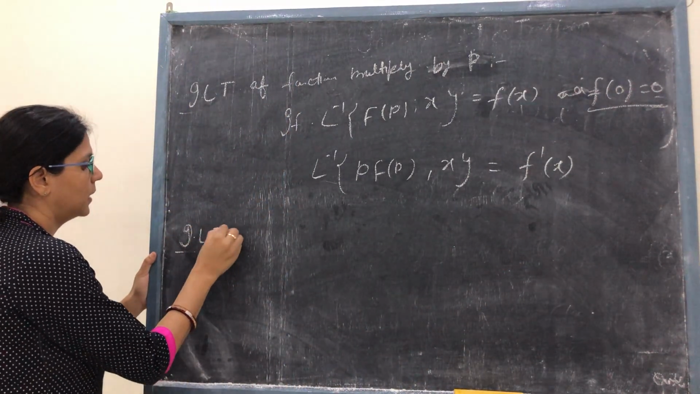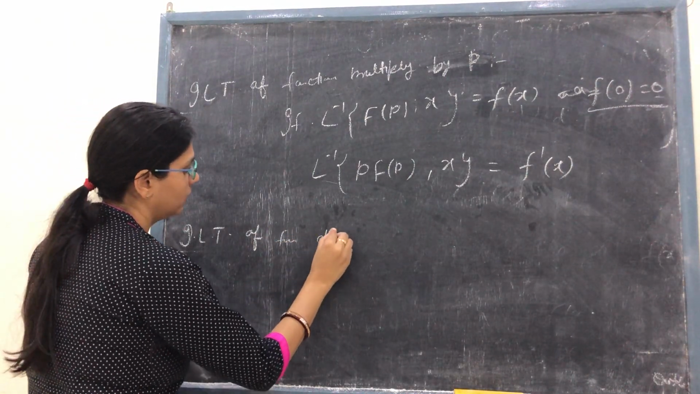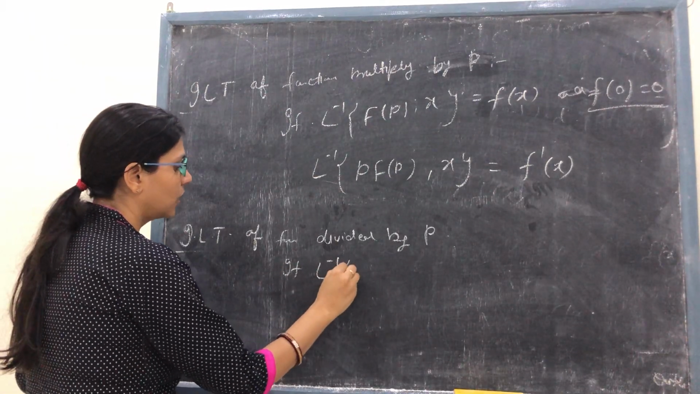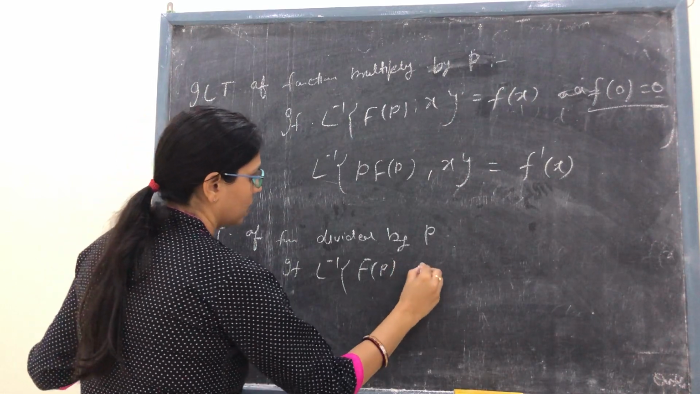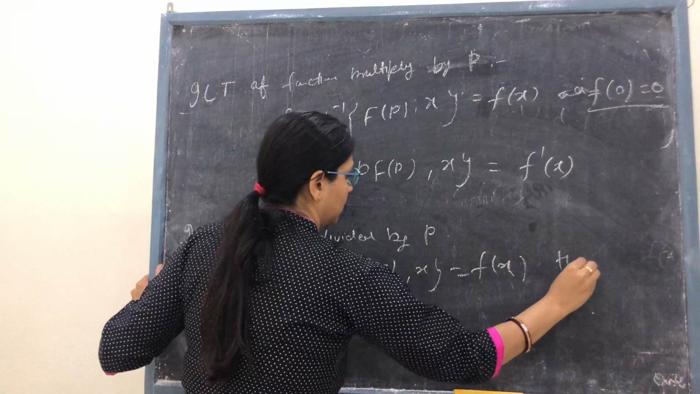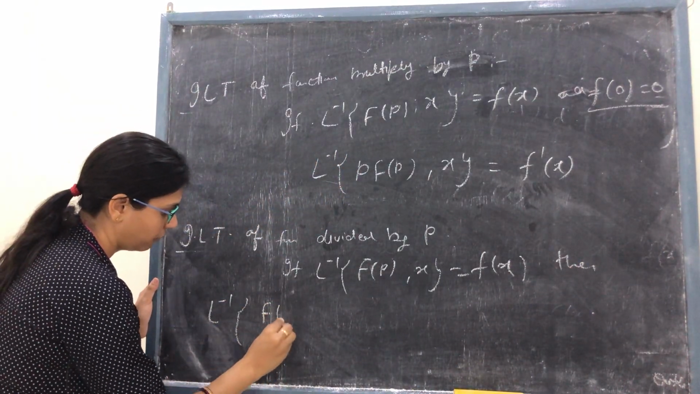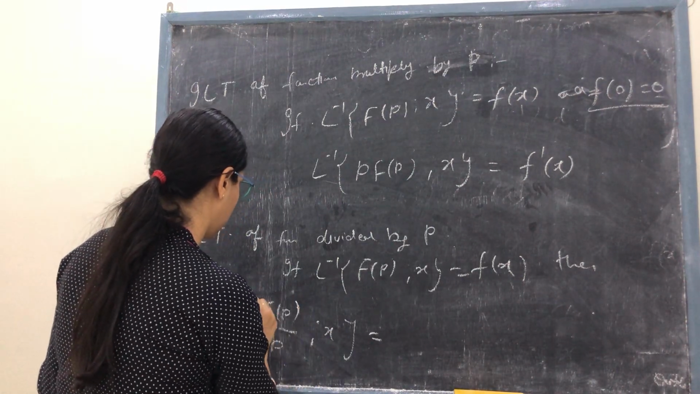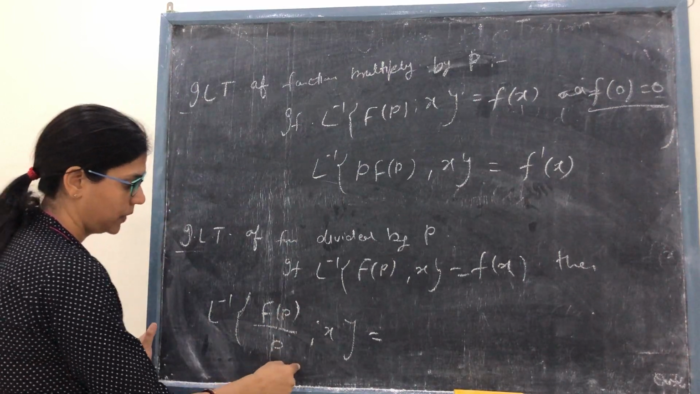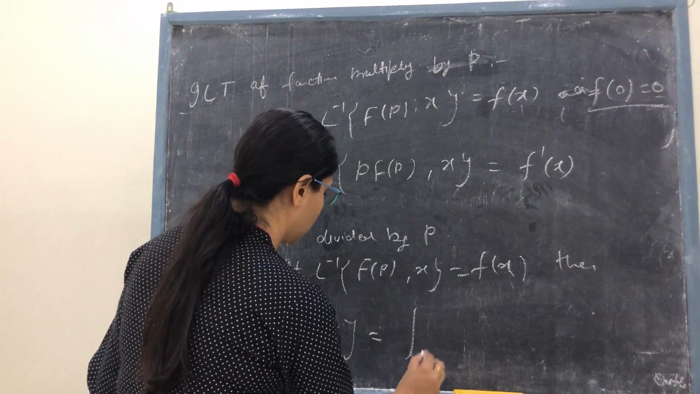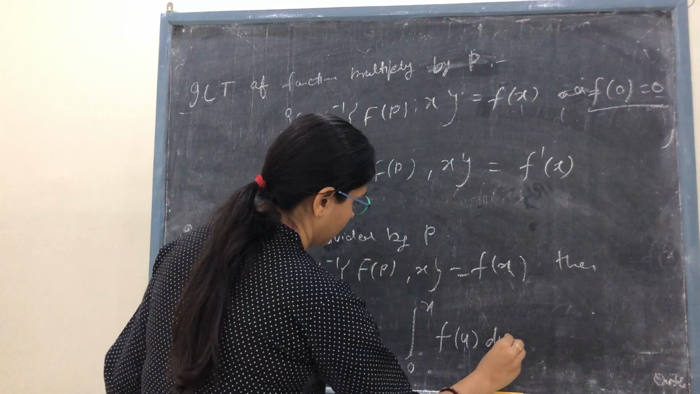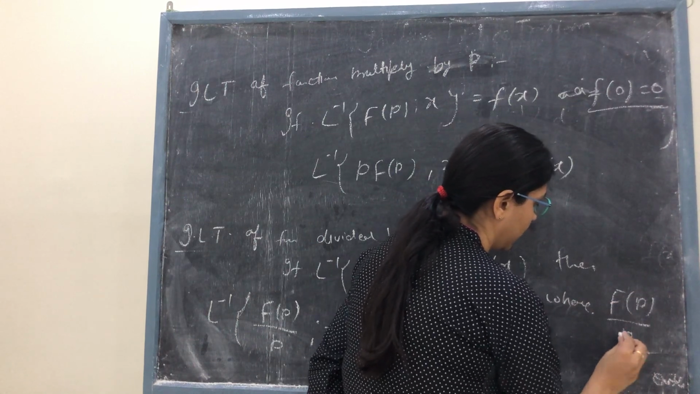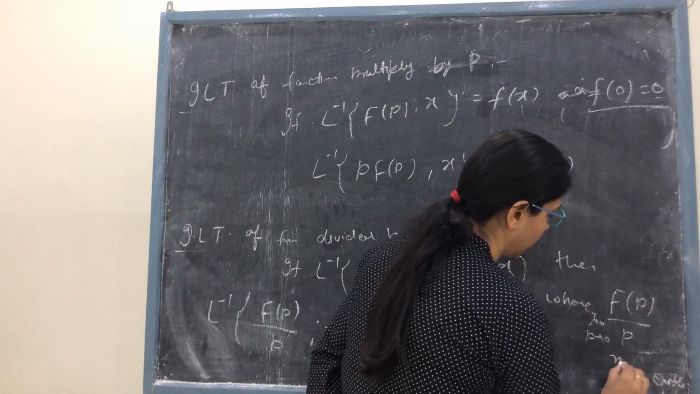Similarly, the inverse Laplace transformation of a function divided by some power of p. So it says if L inverse of f of p equals f of x, then L inverse of f of p over p is equal to the integral from 0 to x of f of u du, where this f of p over p, as p tends to 0, must exist.